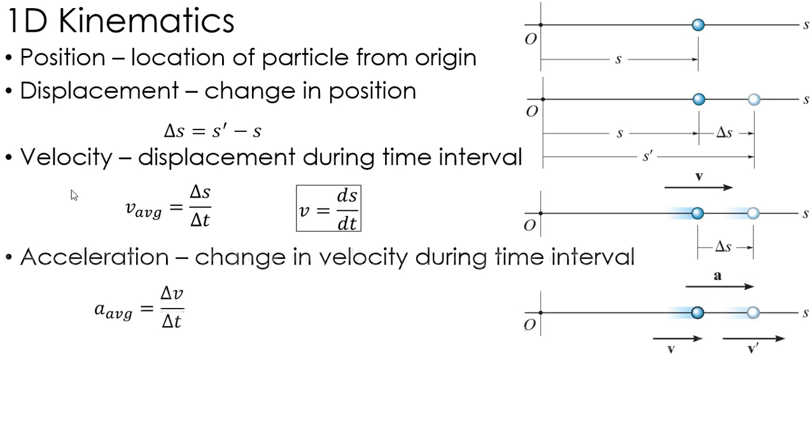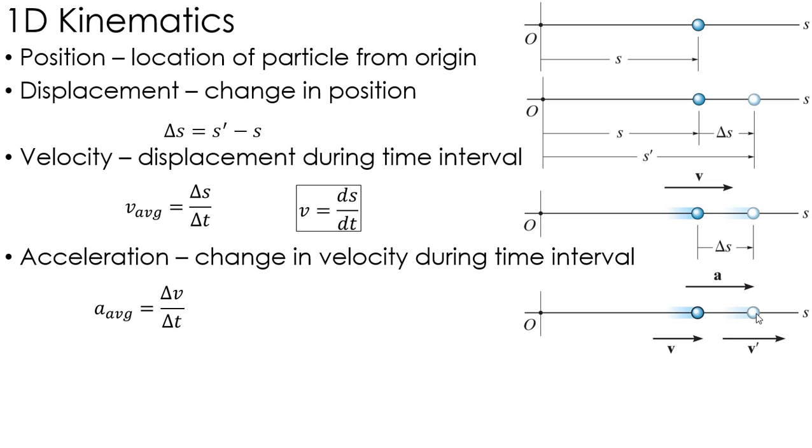Okay, moving on, we get the acceleration, which is the change in velocity during some time interval. So again, I've got one velocity at the first position, a different velocity at the second position. That change in velocity is, again, delta v, so it would be like v prime minus v, just like s prime minus s was delta s, divided by its delta t. Again, this would be the average acceleration over that time interval that we're looking at.